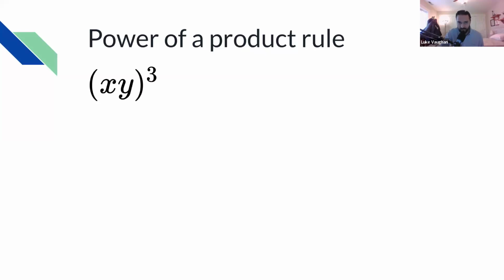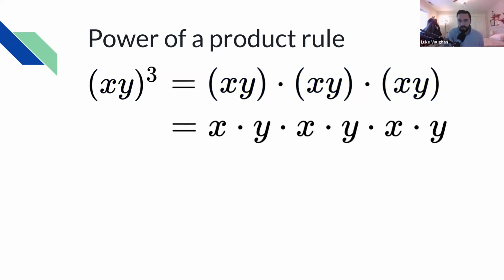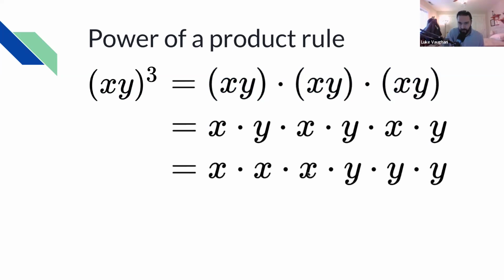The power of a product rule. Okay, here I have xy whole thing to the 3. All right, so we can expand this out. This thing in blue is being multiplied by itself 3 times. So we can get rid of the unnecessary parentheses, and then we're going to use the commutative property of multiplication to rewrite this expression like this.